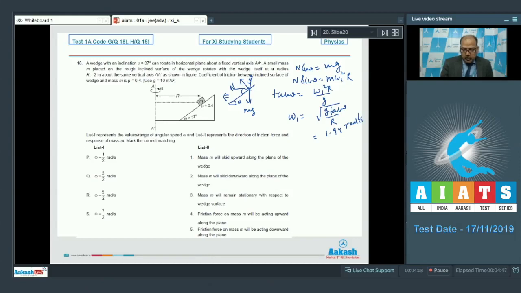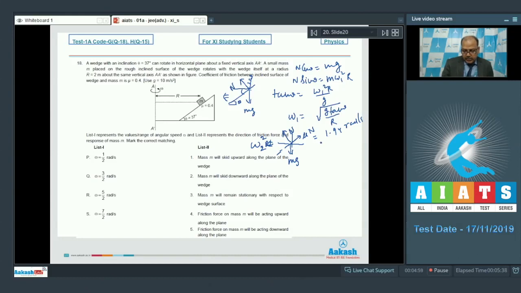Let us look at now omega minimum. For omega minimum, the free body diagram will look like this. There will be mg, and of course there is n. For omega minimum, friction is going to act up the incline, and of course this is omega. Let's call it omega 2. That's omega minimum, right? Now the equations will be, and the acceleration is omega 2 square into r in this direction. So we resolve everything horizontally and vertically.